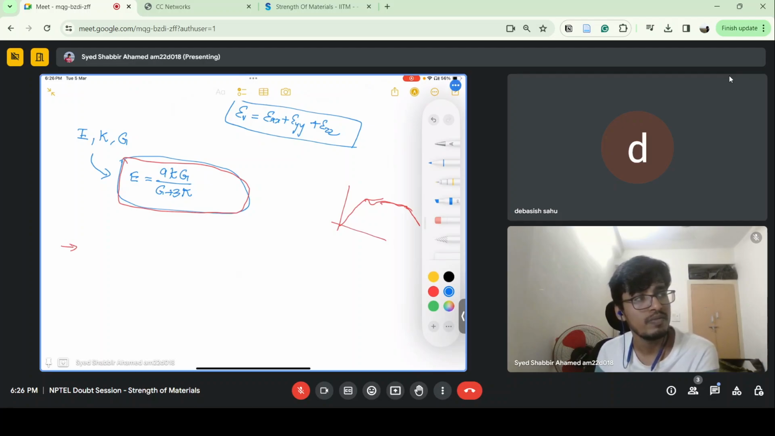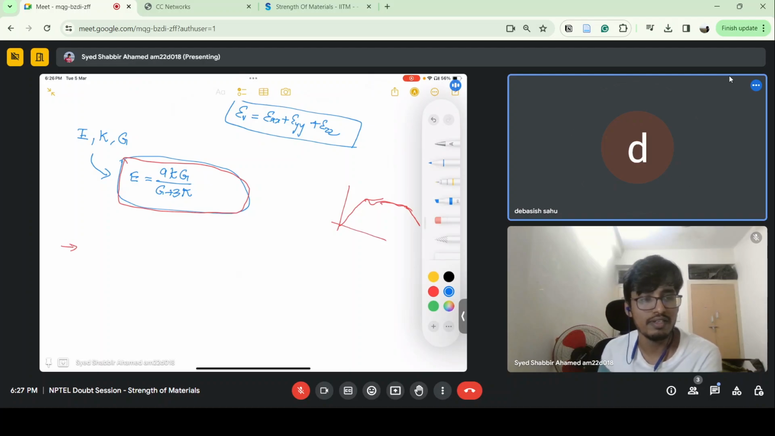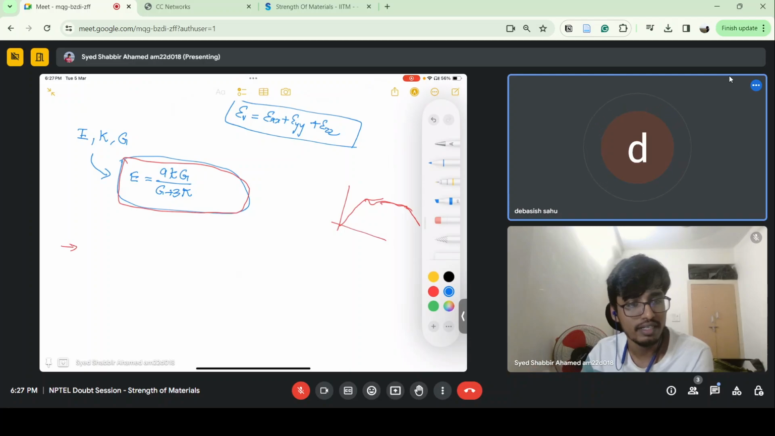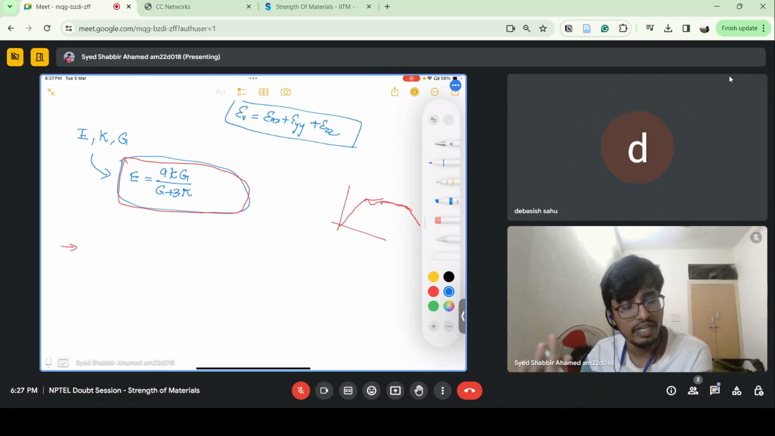No, no, strength will always remain the same. Strength will not vary depending upon the cross section. Strength will always remain the same. Only at that stress, because that's why we say strength. Strength is always constant. Only at that stress will the material fail.